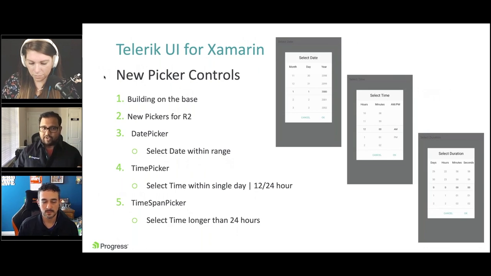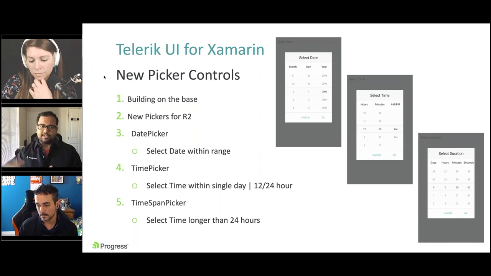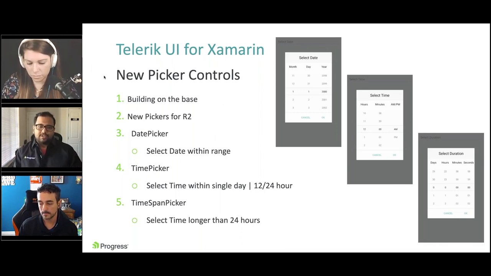With that in mind, you get three brand new pickers for R2 2020. We have a date picker if you have to just select a date from a given range. You have a time picker if you have to select time, 12 or 24 hour. And then we have a time span picker if you're picking something longer, like if you want to say, show me flights for 2 days, that kind of thing. So we are building on the base that we have and just adding onto it to give you more and more flexibility with these pickers.